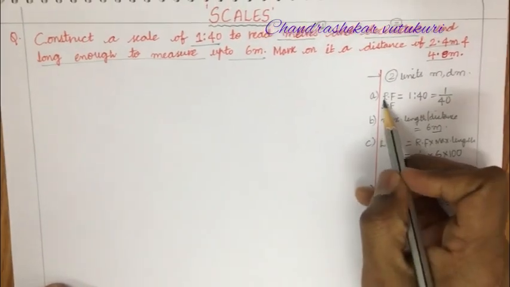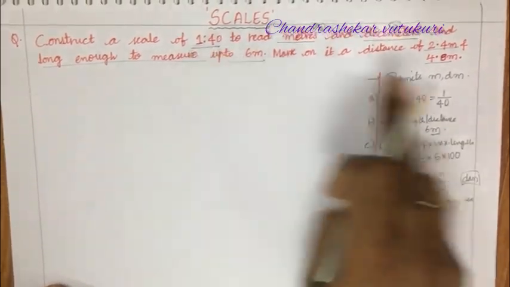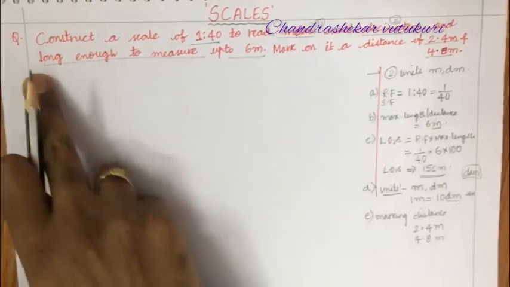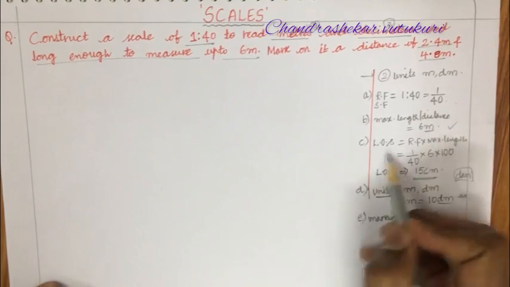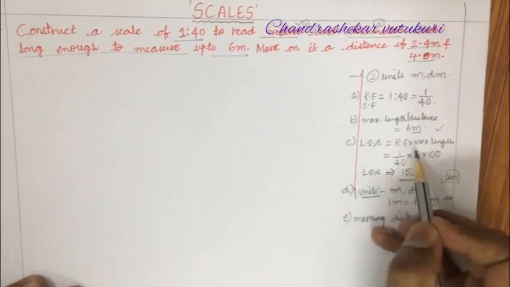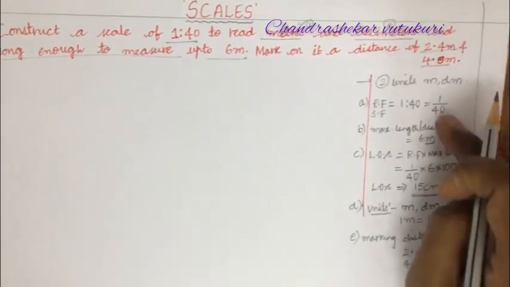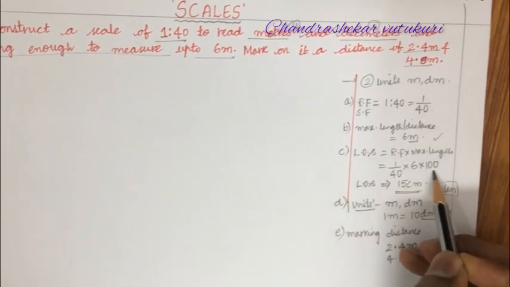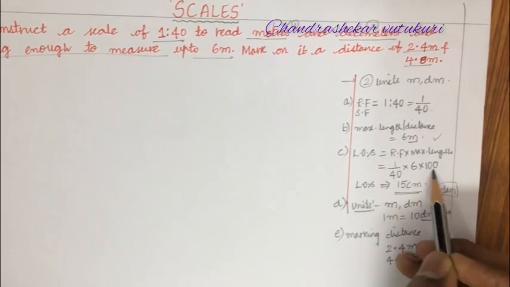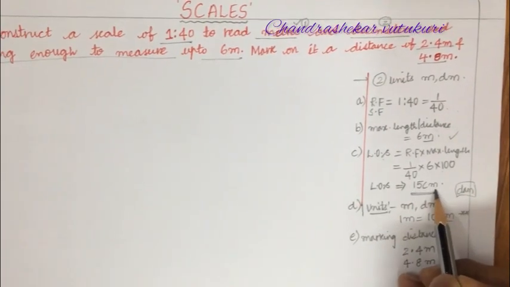The first and foremost thing is the RF. If it is given, you are going to put it directly. Later, the maximum length is given as 6 meter, which I cannot plot. So, I need to work out the length of the scale, that is RF into the maximum length. So, 1 upon 40 into 6, and this is in meter, convert it into centimeter or millimeter. Upon converting, I got it to be 15 centimeter.